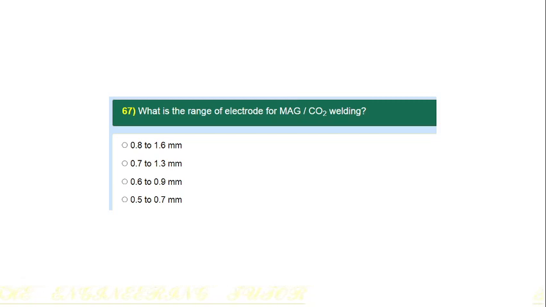What is the range of electrode for MAG, metal active gas, or CO2 welding? We will be using the electrode from 0.8 to 1.6 mm. The electrode size varies from 0.8 to 1.6 mm.